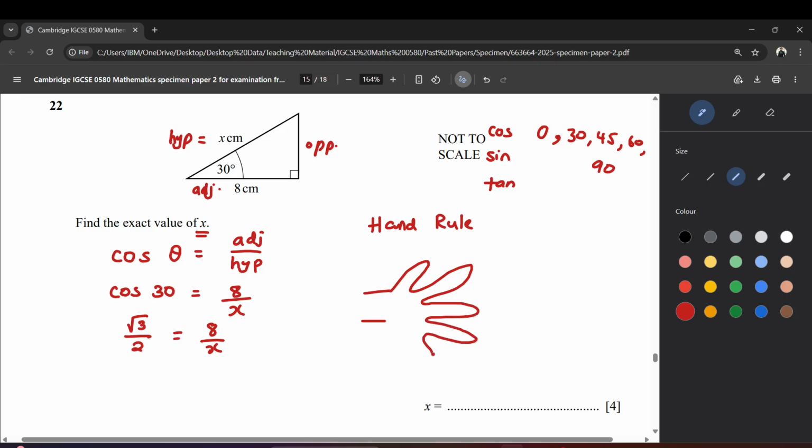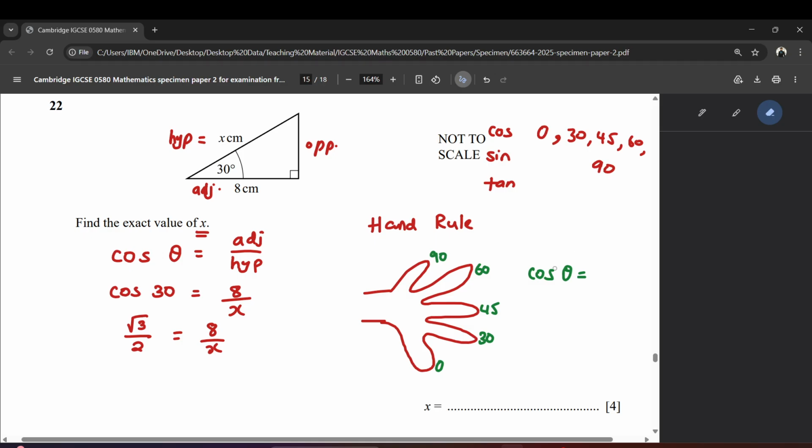Okay, don't judge my drawing. I'm just going to teach you a concept, right? Each one of these fingers, this is your thumb, and that's your little finger. So this one is 0, this is 30, 45, 60, and 90.